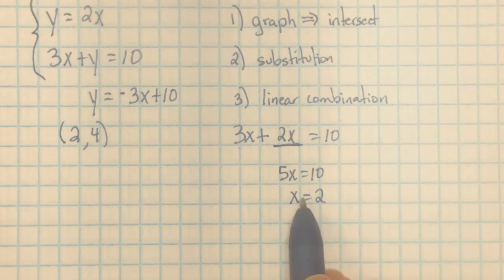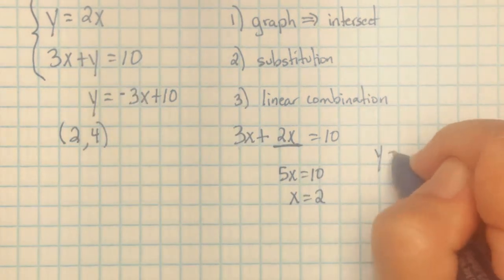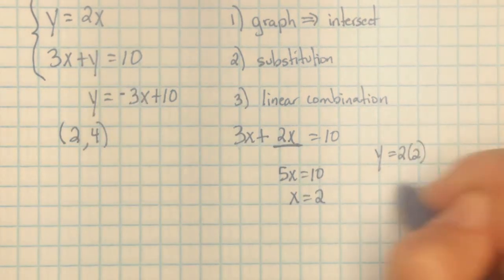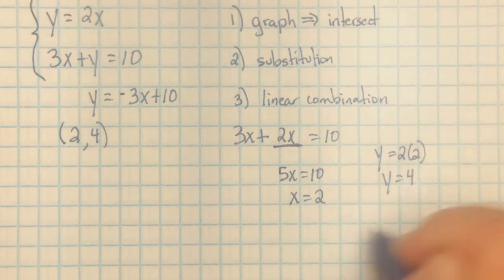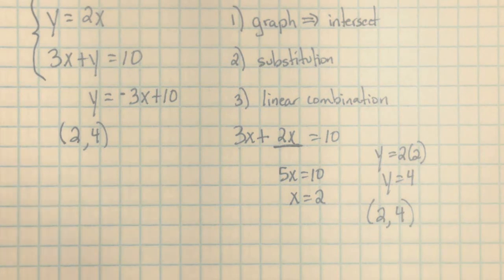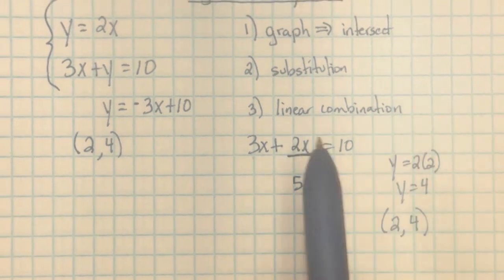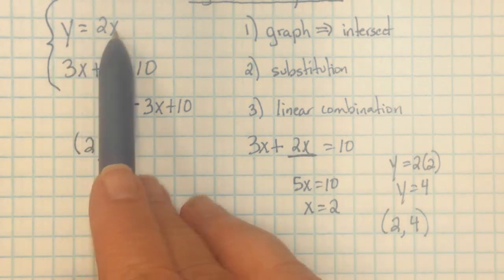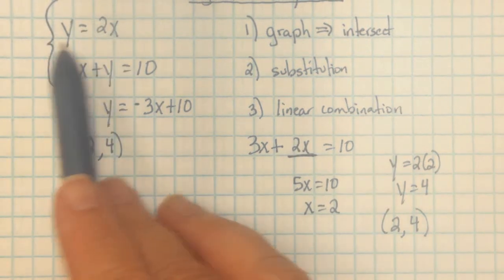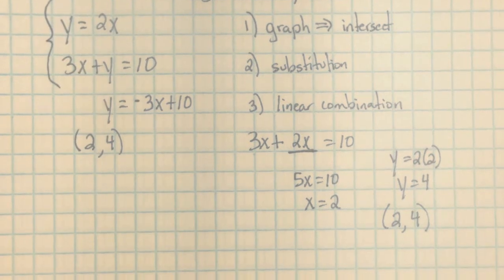Now once I know that x is equal to 2, I would plug that back in here and I would say y is equal to 2 times 2, so y is equal to 4, and so there is my solution, 2, 4. That's how you do substitution. Substitution is a nice method to use when one of the equations already has a variable by itself. Okay?